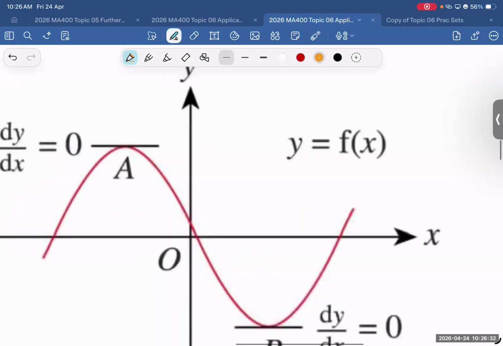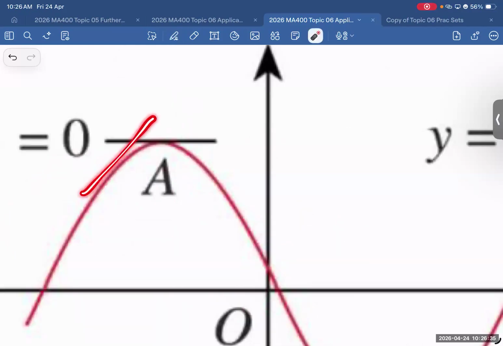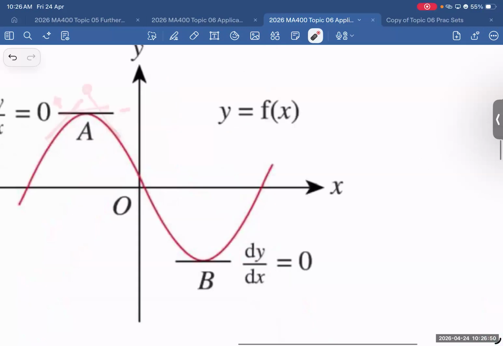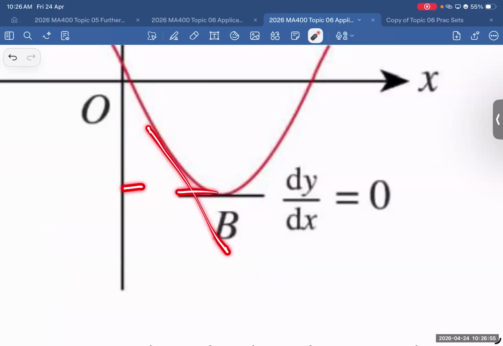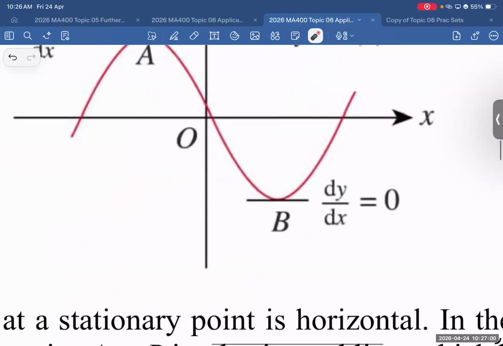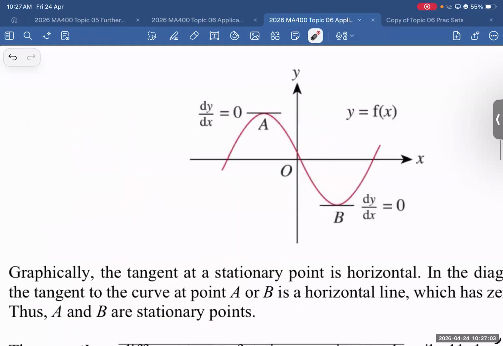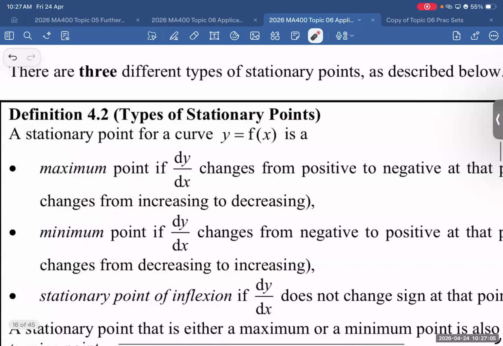Take a look at the tangent. Is the gradient of the tangent plus or minus? Here, positive. Here, 0. Here, minus. So you can see the gradient changes from positive to negative. But if you look at a minimum point, the gradient here is negative, at the minimum the gradient is 0, and here it is positive. The gradient changes from negative to positive. That's the characteristic, and that's the fundamental understanding behind the first derivative test.